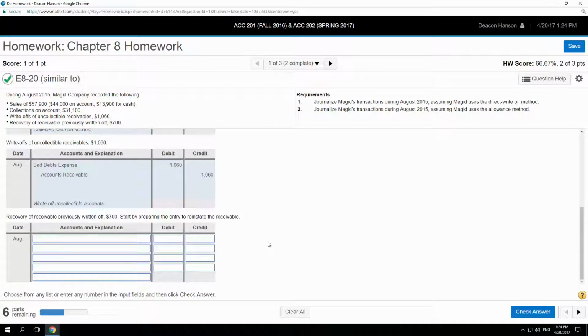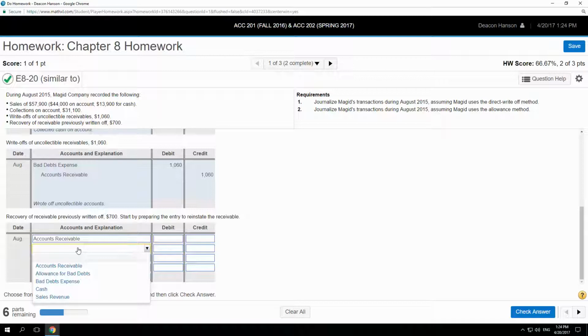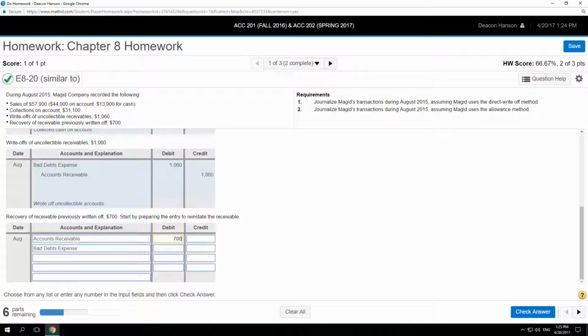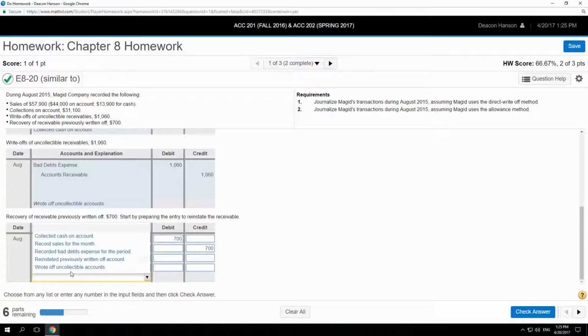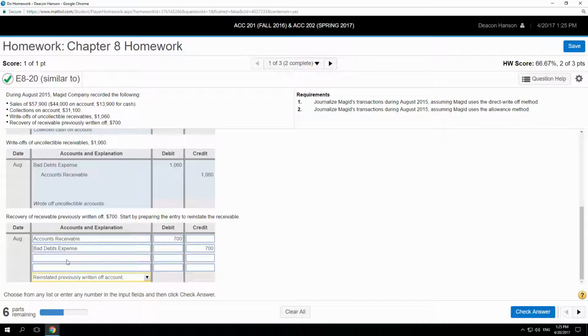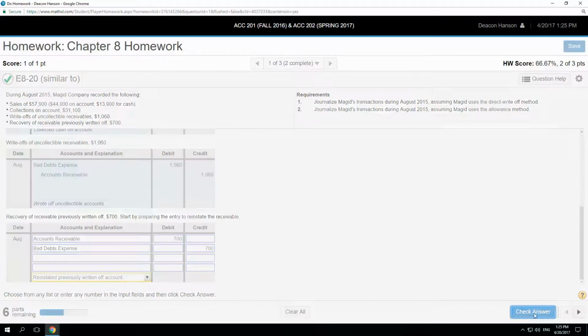Right? Now there's a recovery of receivable previously written off, which is 700. So we've got to reinstate the receivable. So we'll put it back into accounts receivable and reverse the bad debt expense for just 700 though, not the full 1,060. So that's kind of a reversal of the thing we did before, but not for the same amount. So this is reinstating the previously written off accounts receivable.